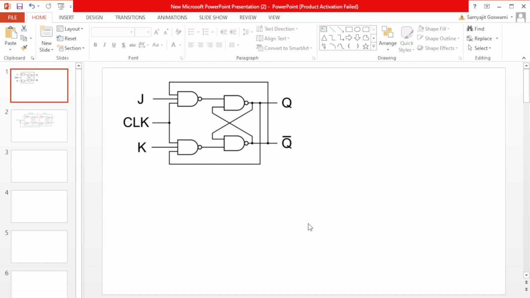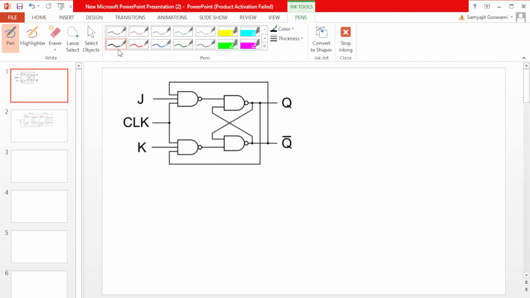Actually, we know that in the case of JK flip-flop, if we consider both the inputs J and K are 1, then we know what will happen. If clock is 1, and J and K both are 1, then whatever the previous output was, the next output will toggle. So if it is a 0, then it will be a 1. This is called the toggle condition.